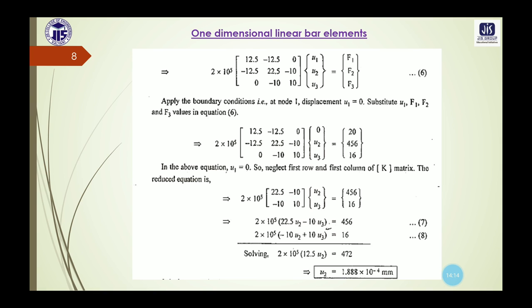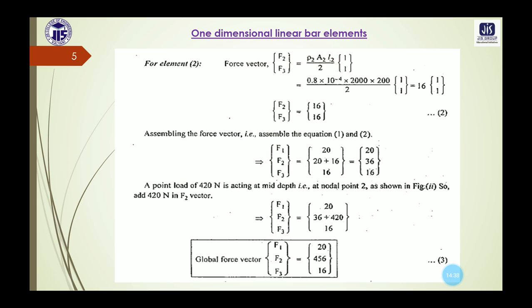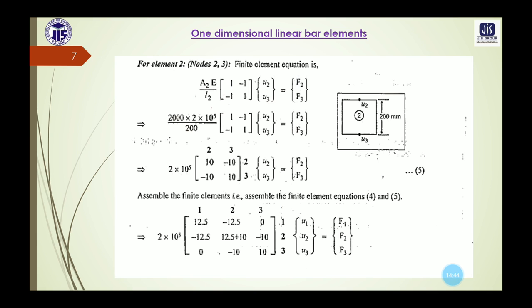So that is the first boundary condition at node 1. From the diagram we can say that at node 1 there will be no displacement, so that means u1 will be equal to 0. Again, the value of the global force vector we have already calculated, which you can see here in equation number 3. So from this equation number 3 we can write.